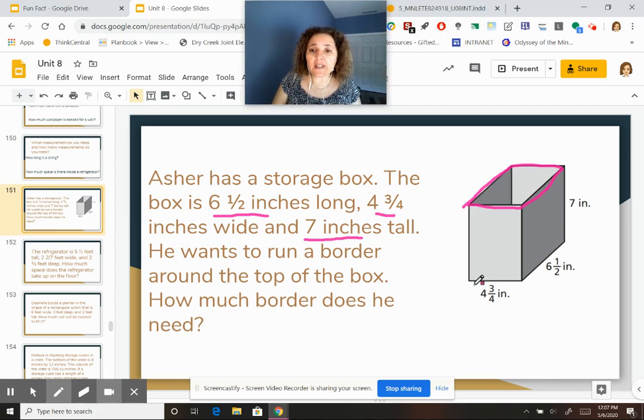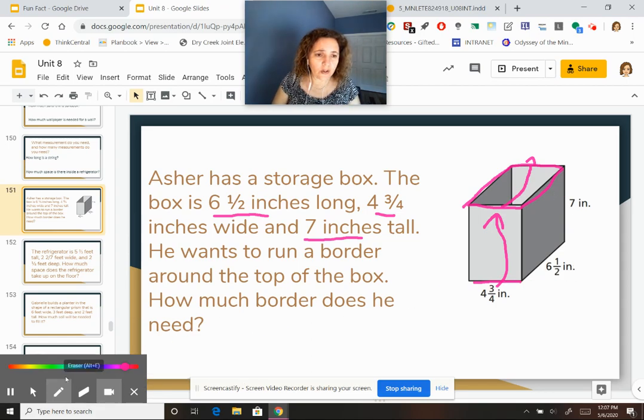So if I know this is 4 3/4, this is parallel to this line, so I know that this line here is also 4 3/4, and it's also parallel to here, so this is also 4 3/4. So this line is 4 3/4, and this line is 4 3/4. Now, 6.5 is this line. Let me use a different color so you can see it. So if this line is 6.5, then this line is 6.5.